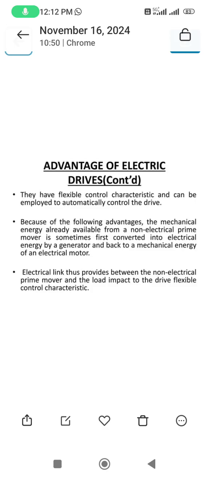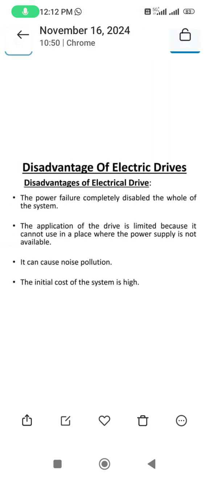Because of these advantages, the mechanical energy already available from a non-electric prime mover is sometimes first converted into electric energy by a generator and back to mechanical energy by an electric motor. Thus, the electric link provided between the non-electrical prime mover and the load imparts the drive flexible control characteristics.